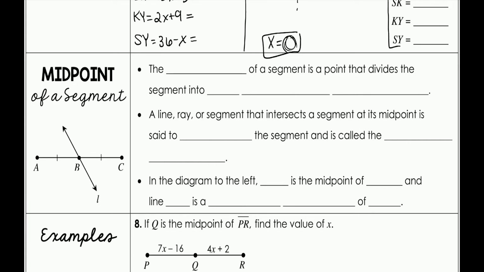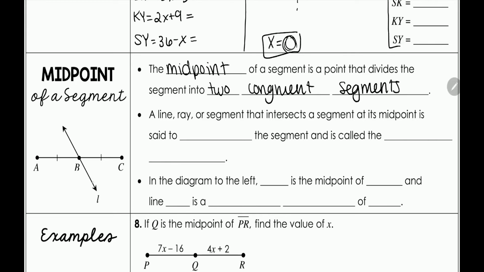Next, we're going to be looking at the midpoint of a segment. So a midpoint of a segment is just a point that divides the segment perfectly into two congruent segments. So it divides the segment in half, where either side is exactly the same. They're congruent. So a line, a ray, or a segment that intersects the segment at its midpoint.